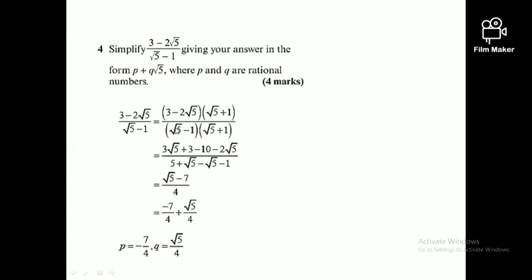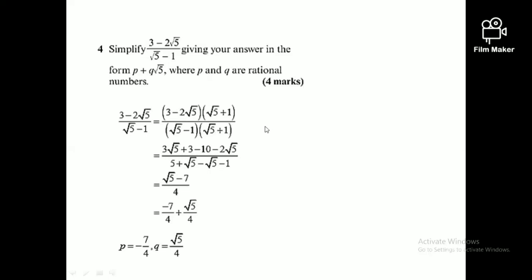These two get cancelled. Otherwise, you can write root 5 into root 5 is 5. Minus 1 into plus 1 is 1. 5 minus 1 is 4. So you can get the answer over here. Then this fraction is root 5 over 4 and the other term is minus 7 over 4. Therefore, p is minus 7 over 4 and q is 1 over 4. With that, you can get the final answer.